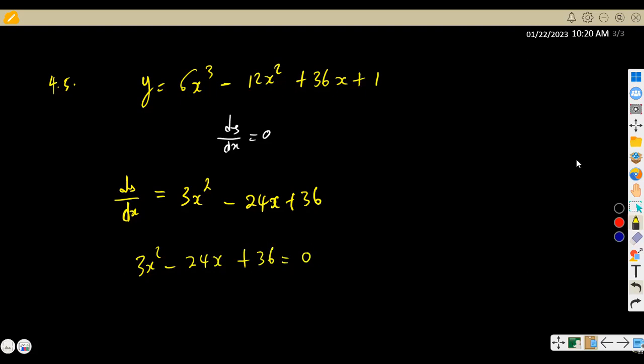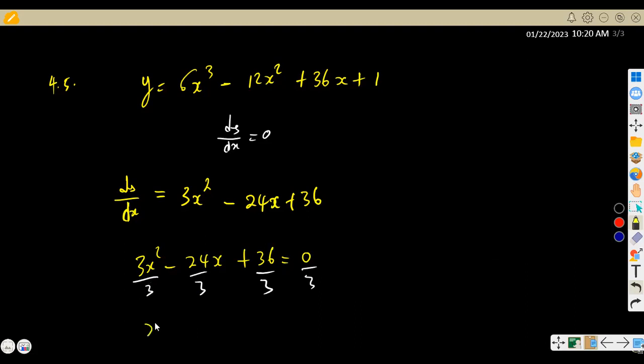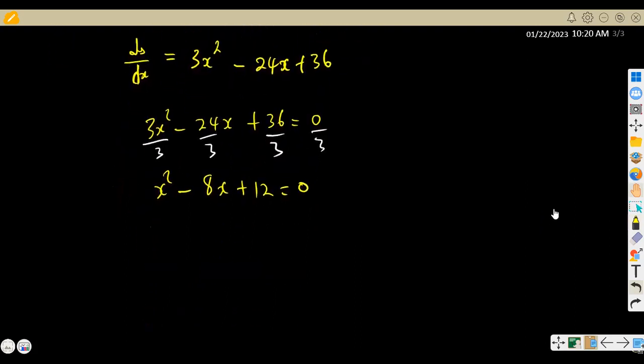So you can actually reduce this because we can see that 3 is common throughout. So we can reduce by 3 each and every term. So 3 into 3, that is going to be x squared, minus 3 into 24, which is going to give us negative 8x, and 3 into 36, that is 12, is equal to 0. For us to solve for x, you can use the quadratic formula or you can apply factorization.